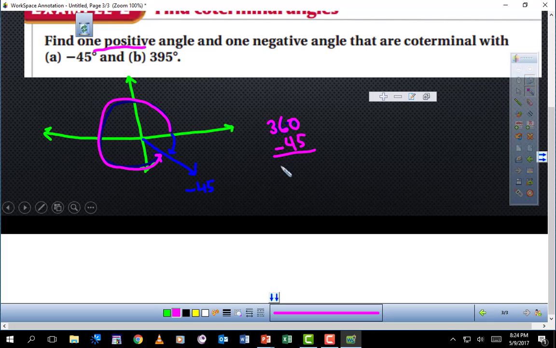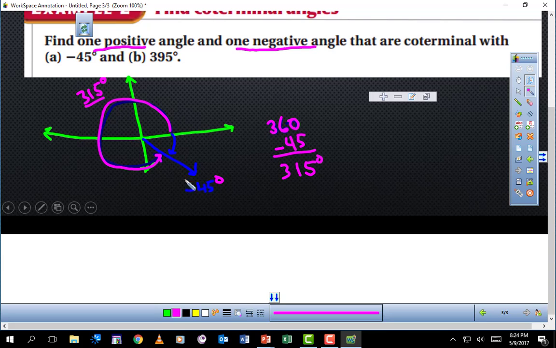Okay, so 360, I think that gives me 315 degrees. So the positive angle that's coterminal with negative 45 degrees is 315 degrees. Okay, there's our positive answer. Anyhow, we need to do a negative one that ends up at the same spot though.